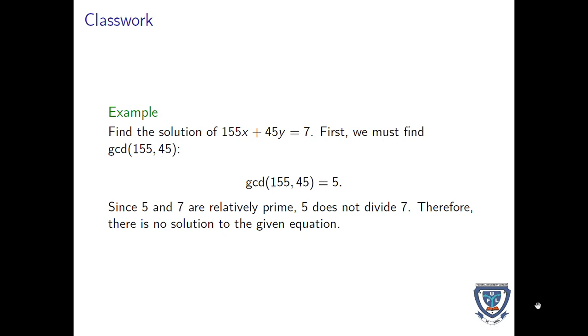Our next example, find the solution of 155x plus 45y equal to 7. First, we must find the greatest common divisor of 155 and 45. And the answer is 5. Now, since 5 does not divide 7, there is no solution to the given equation, according to our theorem.